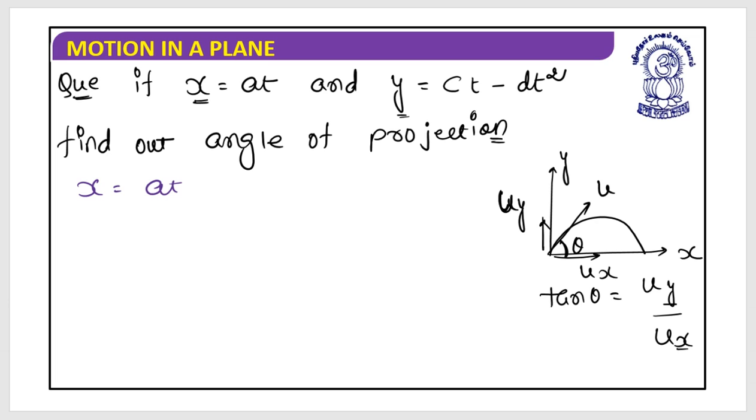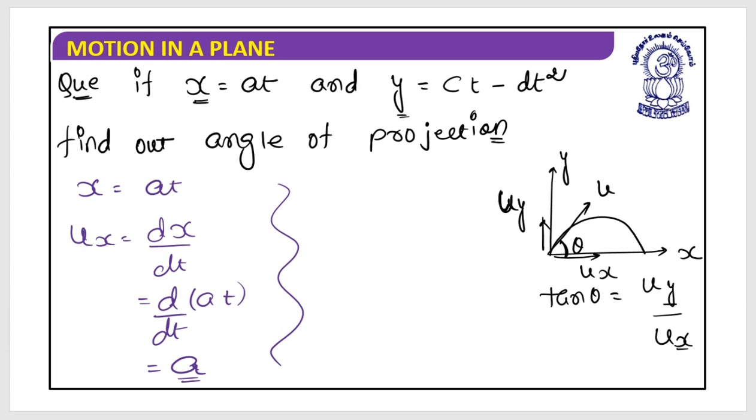If x is given and velocity is required, I differentiate this. I can have ux, which equals dx by dt, that would be d by dt of a into t, which will give me a. I hope this is clear.